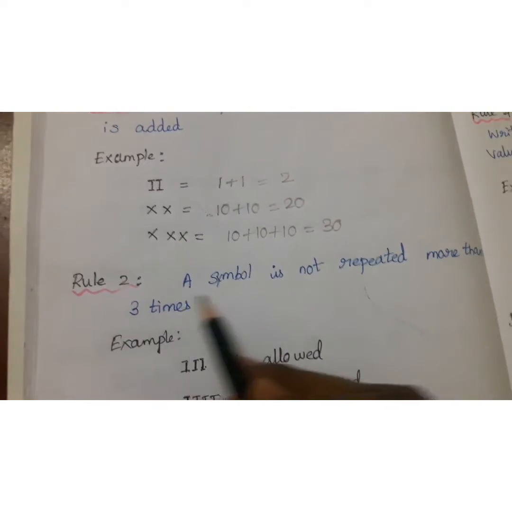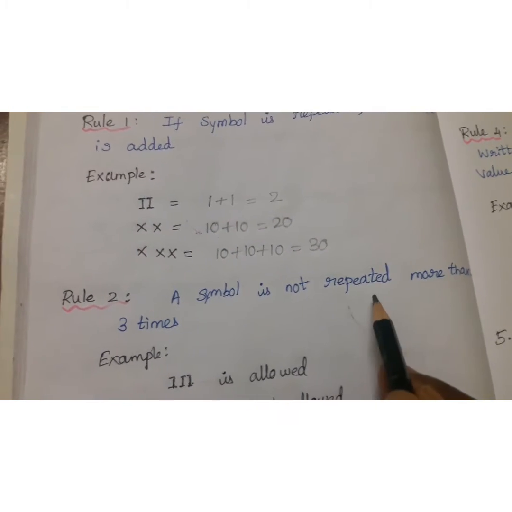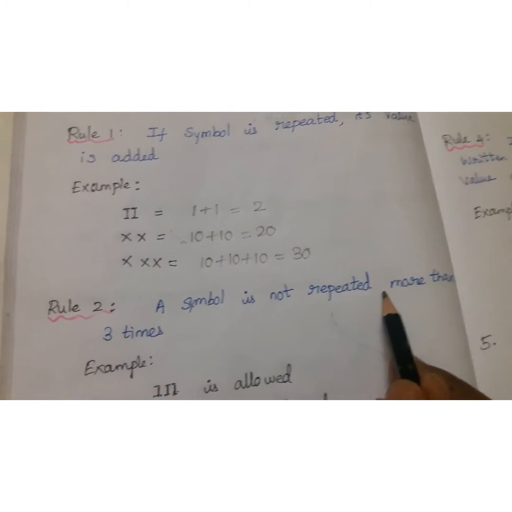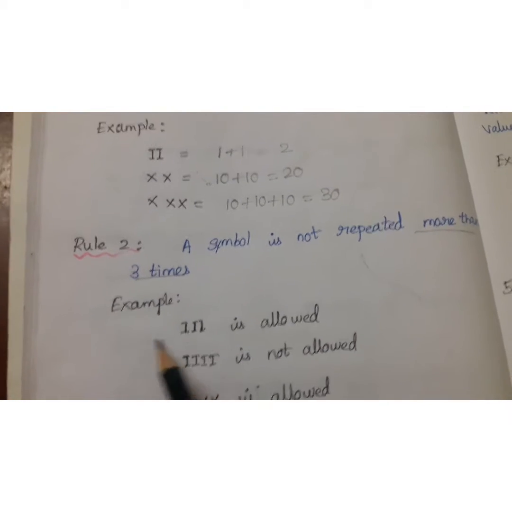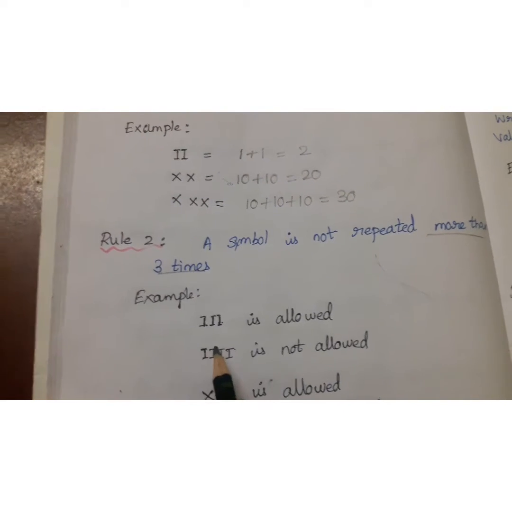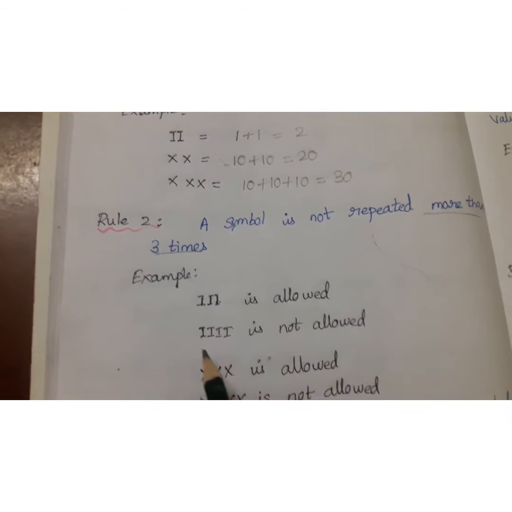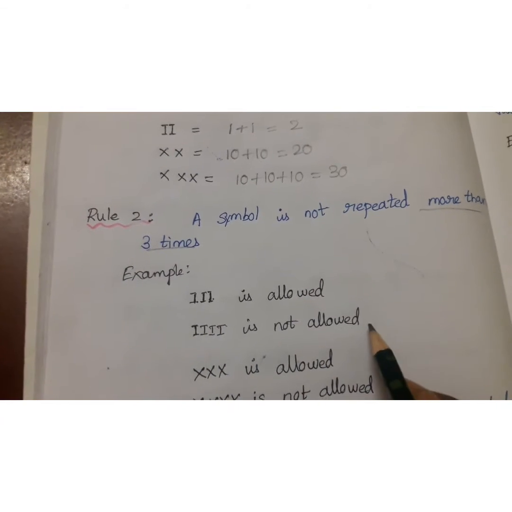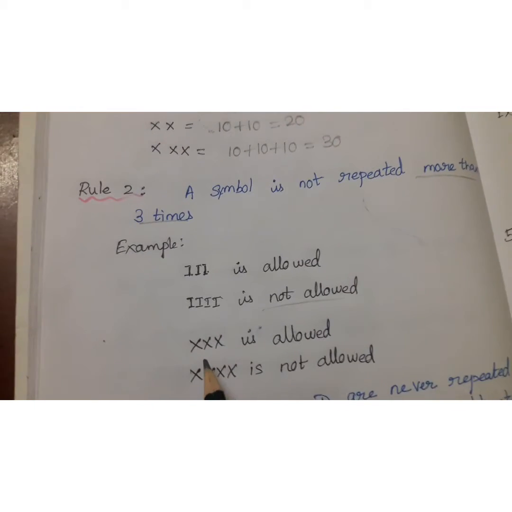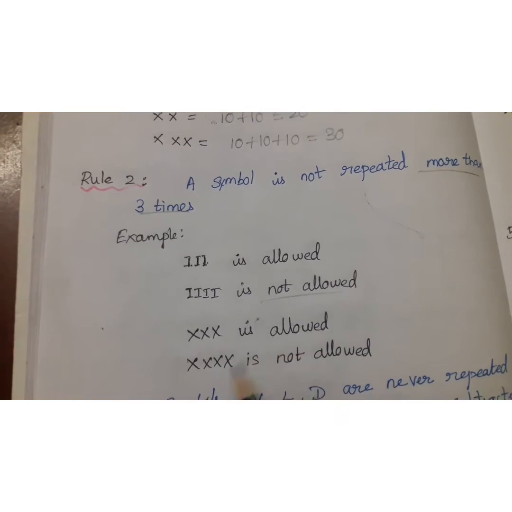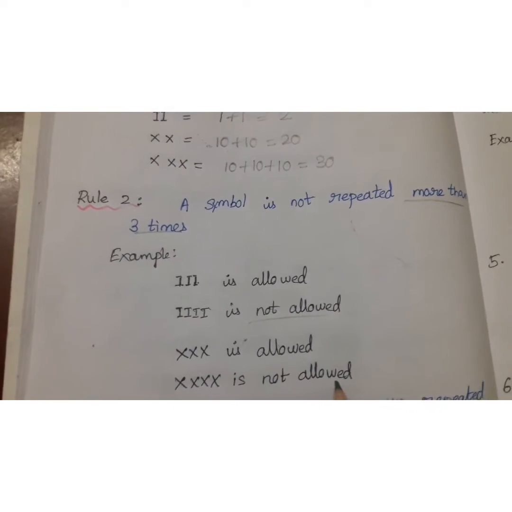Rule number 2: A symbol is not repeated more than 3 times. Example: 3 times I is allowed. 4 times I is not allowed. 3 times X is allowed. 4 times X is not allowed.